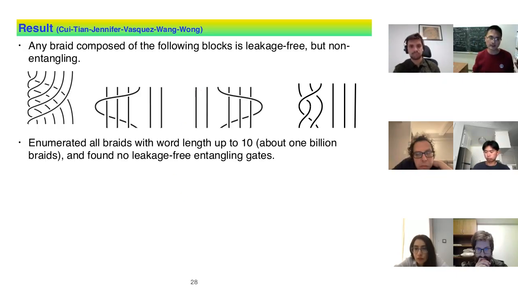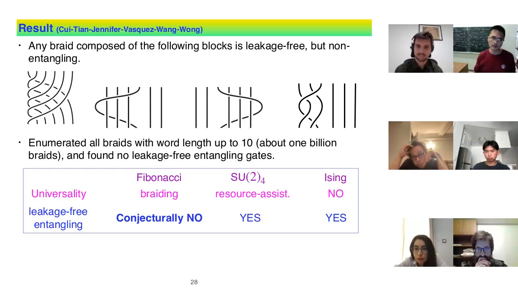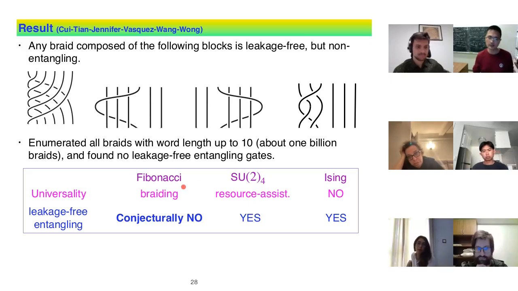So it seems likely, and that's the conjecture of most experts in this subject, that in this Fibonacci anyon model there don't exist leakage-free braiding gates. Just a quick remark: if you consider three anyon models, the Fibonacci anyons, the SU(2) level 4, and the Ising anyon, the Fibonacci is braiding universal. SU(2) level 4 is resource-assisted universal, but the Ising anyon is not universal at all.